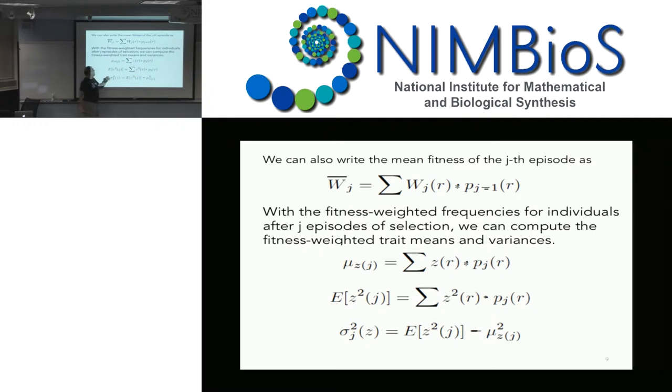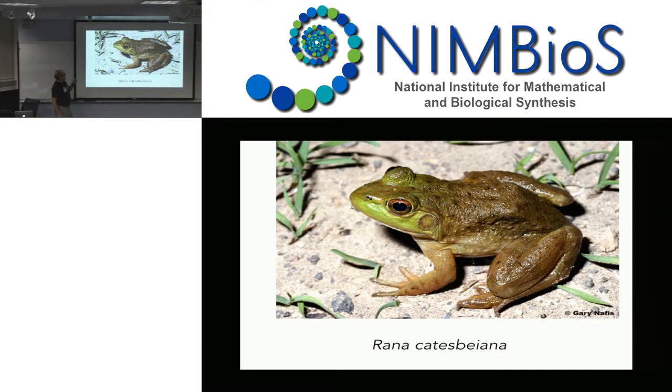That gives me the mean of the trait in episode J, and of course I could change traits. I also could figure out the variance of the trait. So this is kind of abstract. Let's take a cute little organism here and work it out.